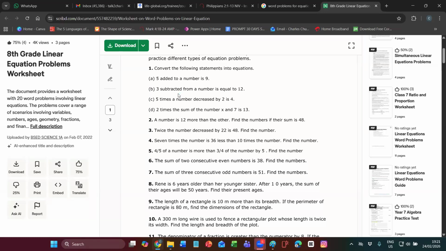5 times a number decreased by 2. So 5 times a number first, 5x, then 5x minus 2 equals 4. That is one meaning. The second meaning is this: 5 into bracket x minus 2 close bracket equals 4. Did you see what I just said mentally? Don't worry, let me write it down. Yeah, I was thinking about the two possible ways too. That's why I asked if it's a number decreased by 2 or it's just 5 times.